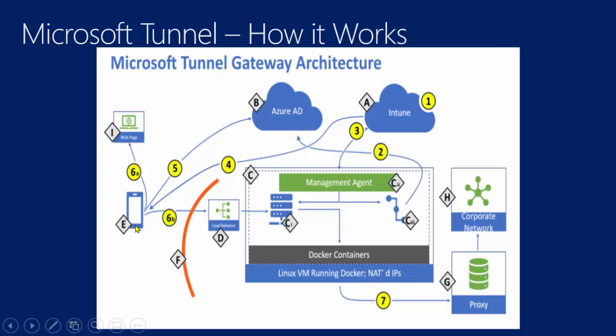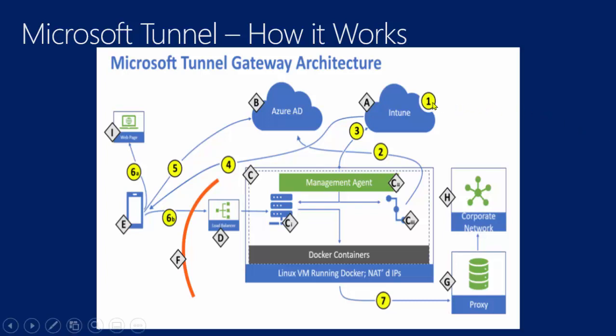Okay, and so E would be an MDM enrolled device or a device enrolled in Intune, in this case, iOS or Android. Then F, we have our firewall that would stand between the device and the internal network. G, we would have optionally an internal proxy server. And then H, finally, would be access to our internal corporate network. And I is the public internet. Now, let's walk through this and see the flow of events as things are configured and things start to communicate.